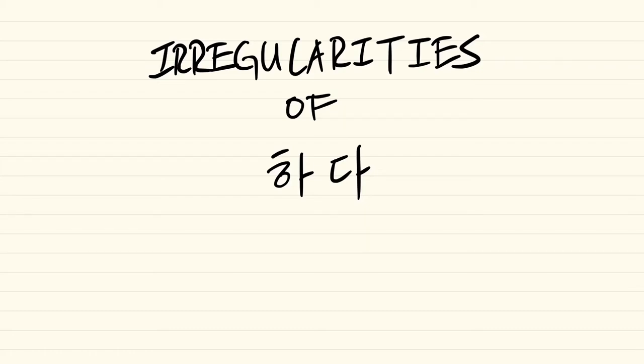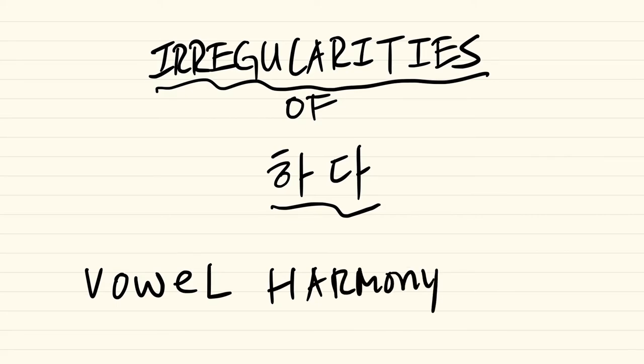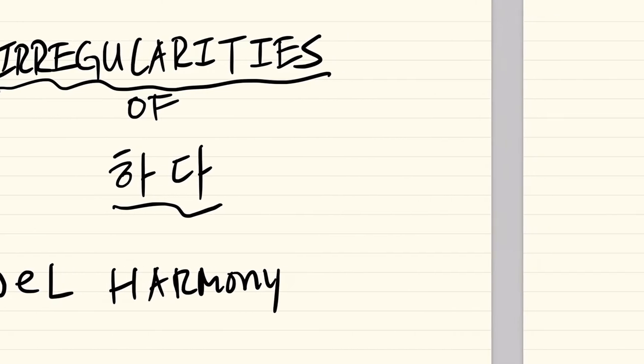In this video, we're going to look at the irregularities of the hada verb. One of the first things you encounter when you start learning Korean is this concept of vowel harmony. You encounter this in verbs as they conjugate, but you also encounter it in a lot of the sound imitation words in Korean. But we're going to look at vowel harmony today and how that applies to the hada verb.